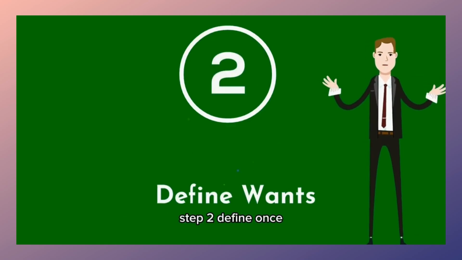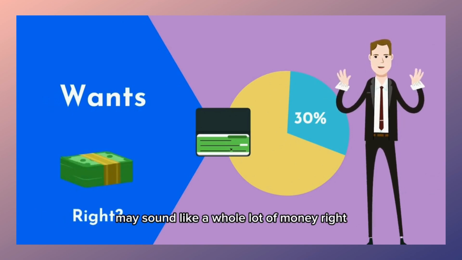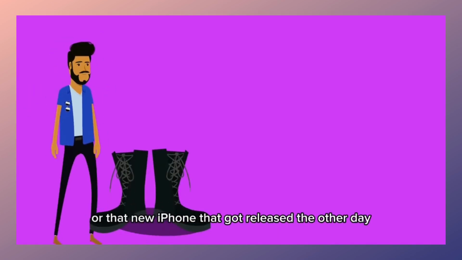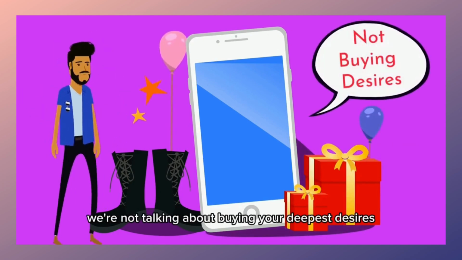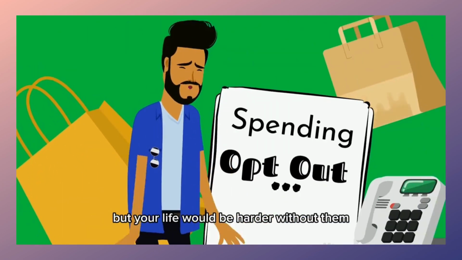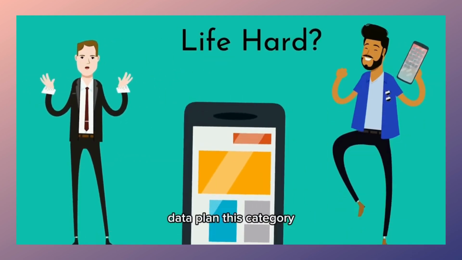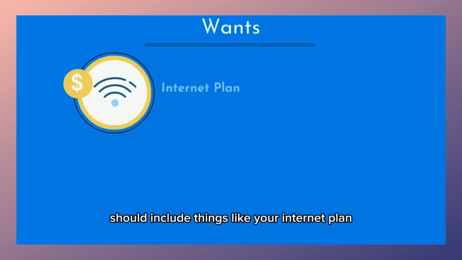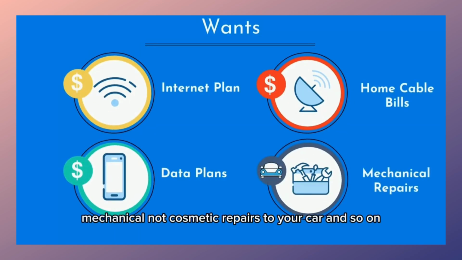Step 2. Define wants. Now a whole 30% of your paycheck going towards your wants may sound like a whole lot of money, right? You may be picturing a nice pair of shoes or that new iPhone that got released the other day. As nice as all those things are, we're not talking about buying your deepest desires. By wants, we mean expenses you can opt out of spending on, but your life would be harder without them. I'm not sure your life will be any harder without that new phone, but you might find it hard to communicate without a mobile data plan. This category should include things like your internet plan, data plans, home cable bills, mechanical, not cosmetic, repairs to your car, and so on.